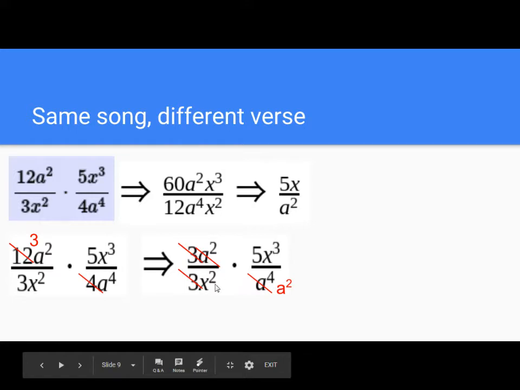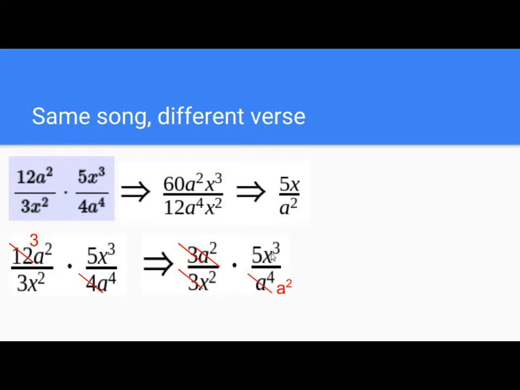With the x's, same idea. I've got 2 x's in the denominator, 3 x's in the numerator. If I take 2 x's away from the denominator and 2 x's away from the numerator, I'll have 1 x left over. It will look like this.